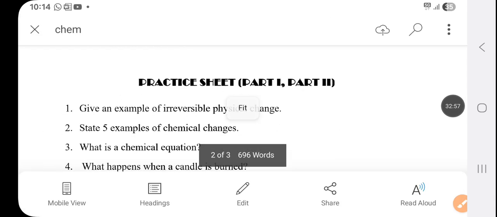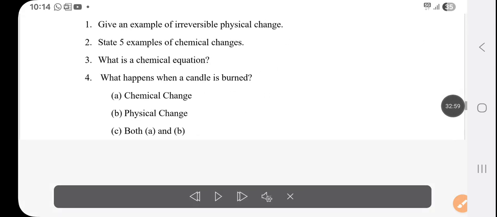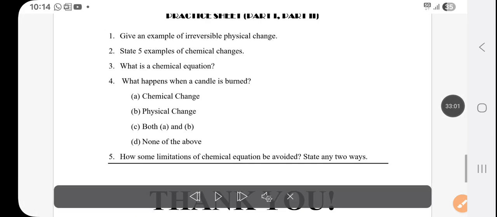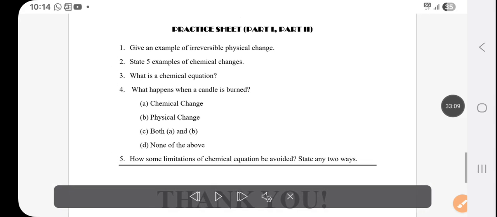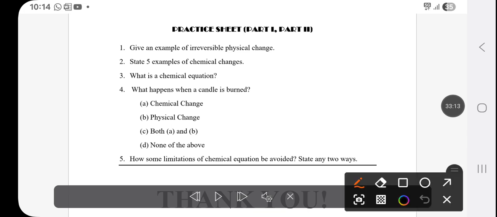But now we have the practice sheet of part 1 and part 2. As part 1 was very small, that's why we combined the practice sheet of part 1 and part 2. This will be everybody's homework. But let us just discuss what might be the answers.